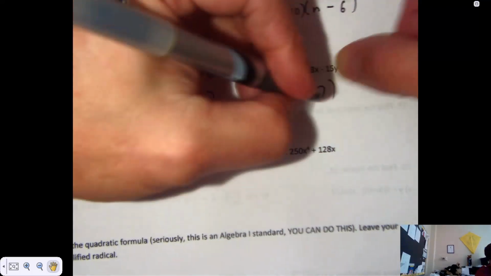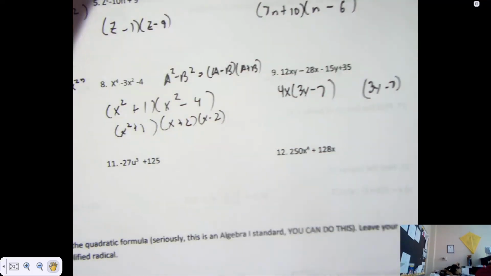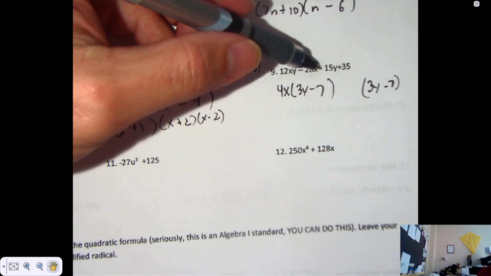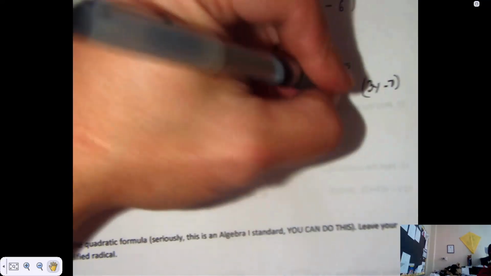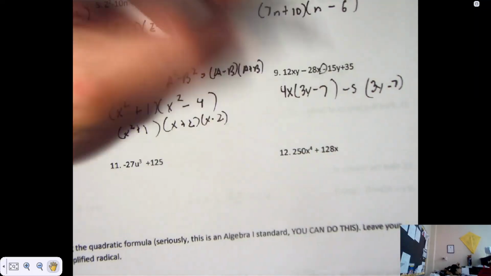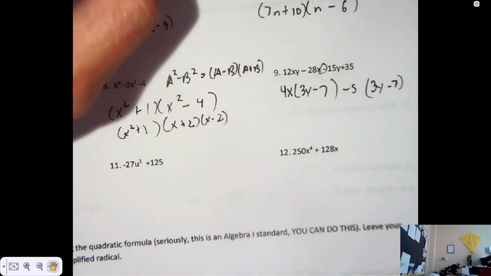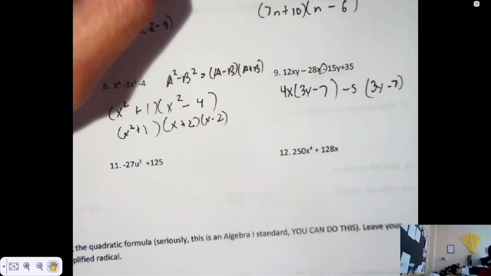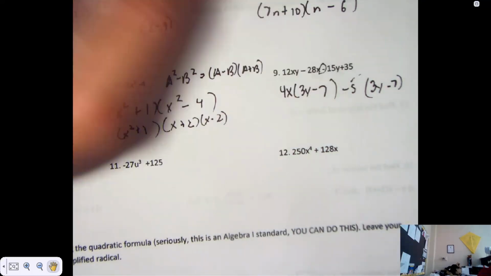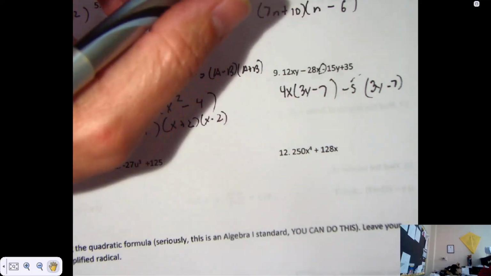Now, whatever happens, this piece has to be recreated. You have to recreate 3y minus 7. What do you pull from a negative 15y to become a positive 3y? Pull the negative 5. I've talked about that. When there's a negative in between those pieces, you almost always pull a negative. And does it work? Is negative 5 times 3y a negative 15y? Is negative 5 times negative 7 a positive 35?